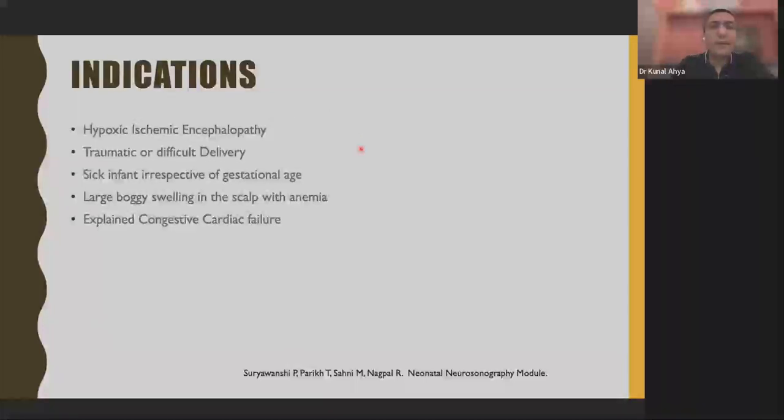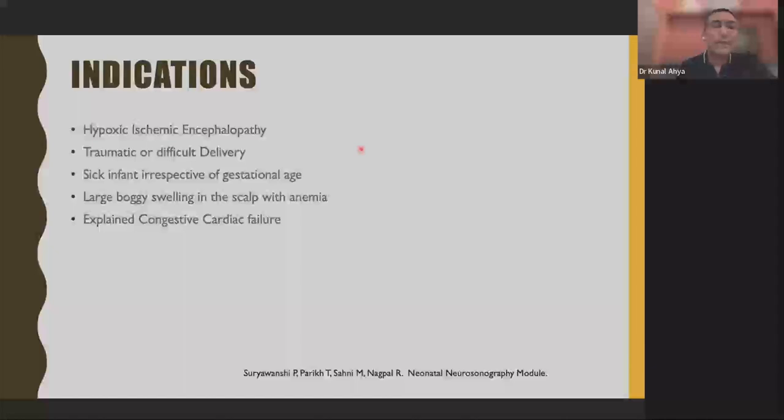In babies with hypoxic ischemic encephalopathy, you need to do head ultrasound. You see for the RI, which we'll be talking about later. We will see whether there was any traumatic or difficult delivery. Any sick infant, irrespective of gestational age. A large boggy swelling in the scalp, if the baby is having anemia.